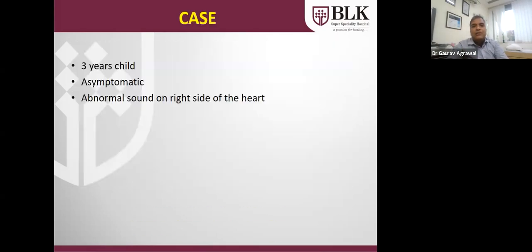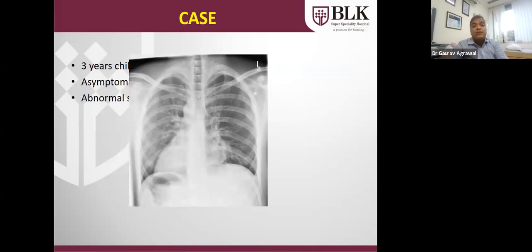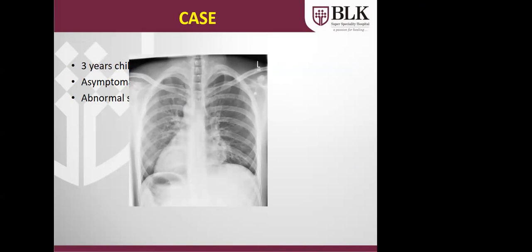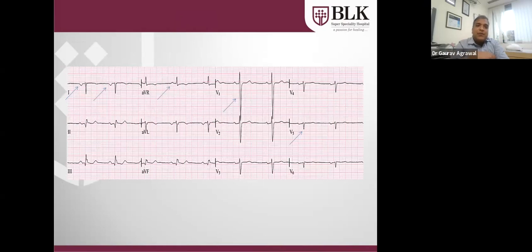Coming to the next, a 3-year-old, again abnormal sound on the right side. What is that in the X-ray? Is it the same or is some abnormality there? Situs inversus with dextrocardia. What we are seeing in this patient, lead 1 is having negative P wave, and lead AVR is having positive P wave. This is situs inversus.